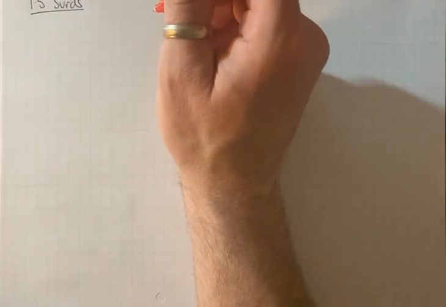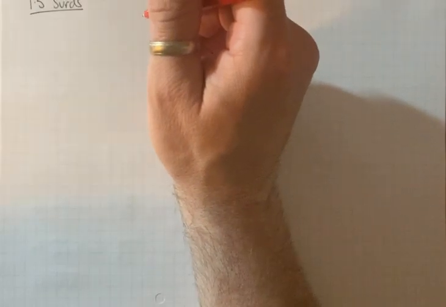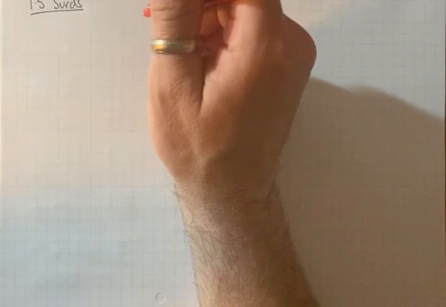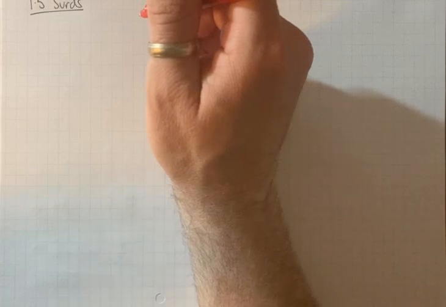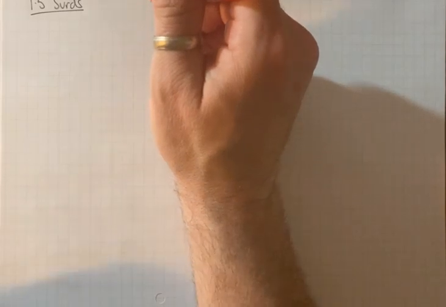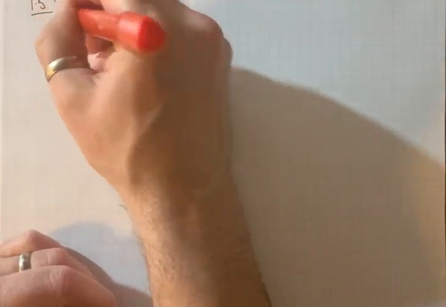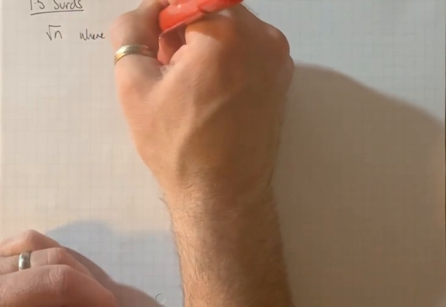Next part of the chapter deals with surds. Now, surds are examples of irrational numbers. Those are numbers which cannot be expressed as a fraction and whose decimal will never repeat. One we're going to have come across before is pi. Other examples of surds are square root of n, where n is not a square number.